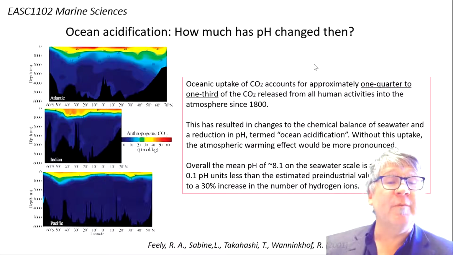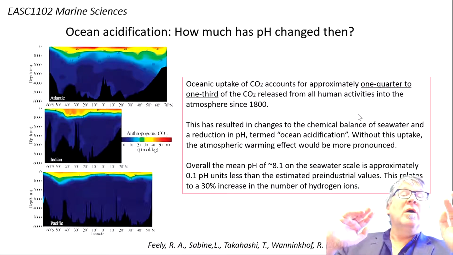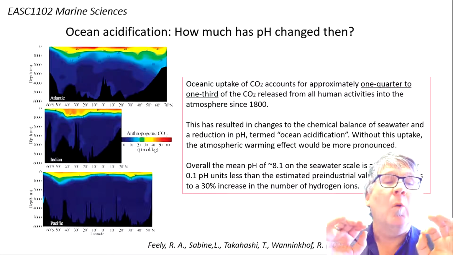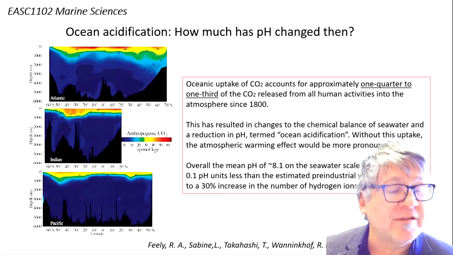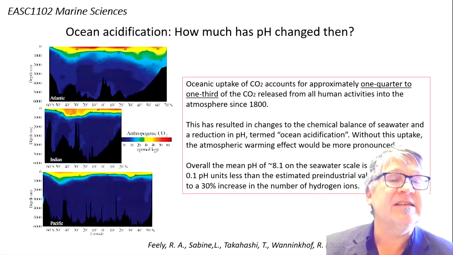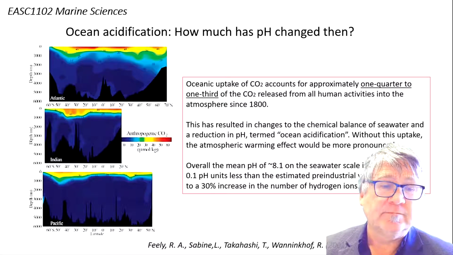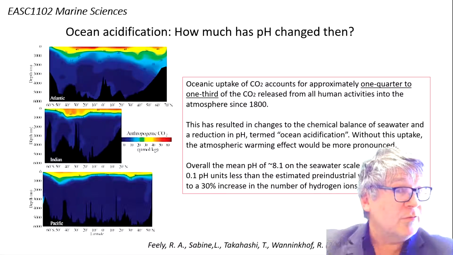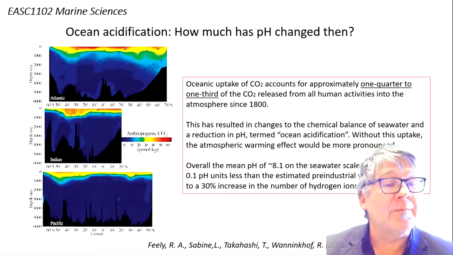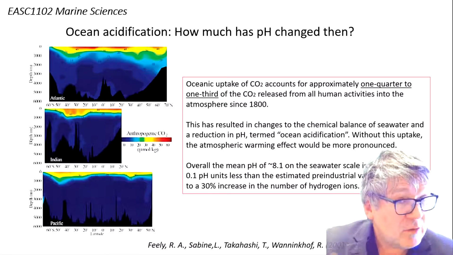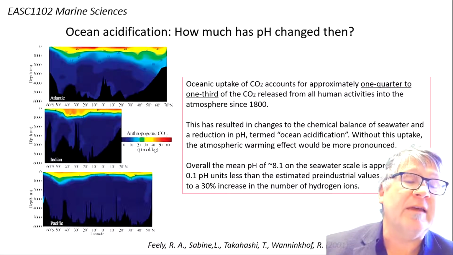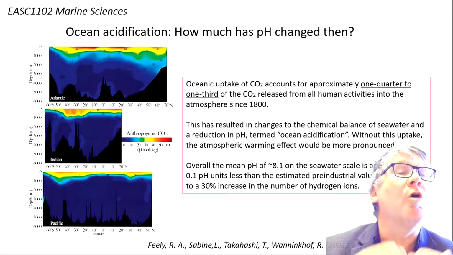So a little bit more information is that the oceanic uptake of CO2 accounts for approximately 1/4 to 1/3 of the CO2 released from all human activities since 1800. Okay? The CO2 released into the atmosphere, 1/4 to 1/3 has ended up in the ocean, and this has caused the changes on the surface of it. Okay? Without this uptake, the atmospheric warming effect would be more pronounced.